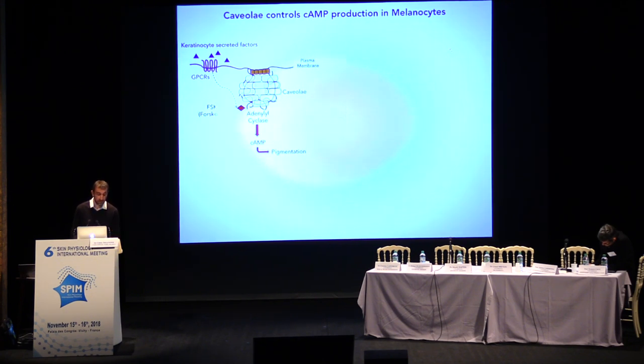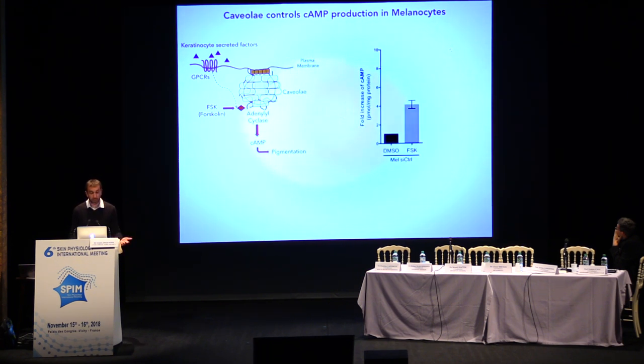For that, we use forskolin to directly activate adenylate cyclase, bypassing the need for a receptor. So when we monitor the amount of cyclic AMP that is produced, in control cells we observe upon forskolin treatment a fourfold increase. That is doubled when caveolin 1 is absent, so when caveolae are not formed, showing you again here that caveolae can negatively regulate the cyclic AMP production in melanocyte.